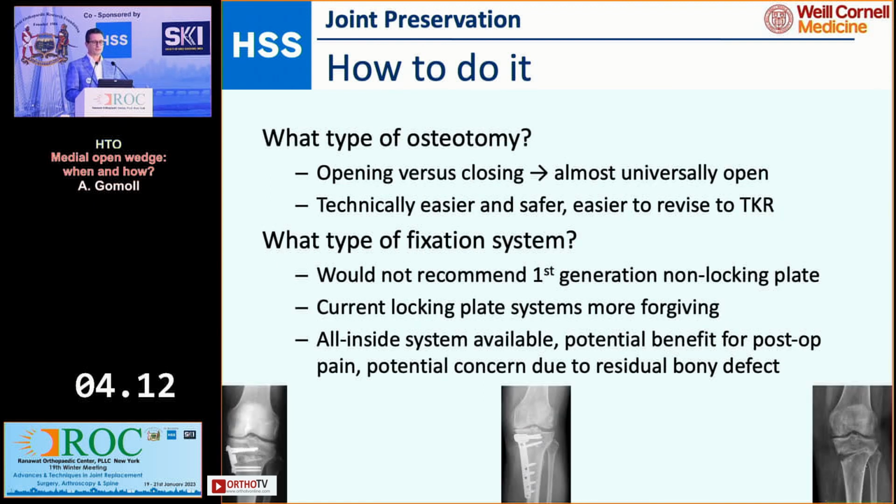So what type of osteotomies? This is titled opening wedge osteotomies, and I would say for varus correction, I only do medial opening wedge osteotomy. I don't do lateral closing wedge. Why is this? It's technically safer, it's easier, you can titrate it, and it is much easier to revise this to a total knee than if you have a lateral closing wedge.